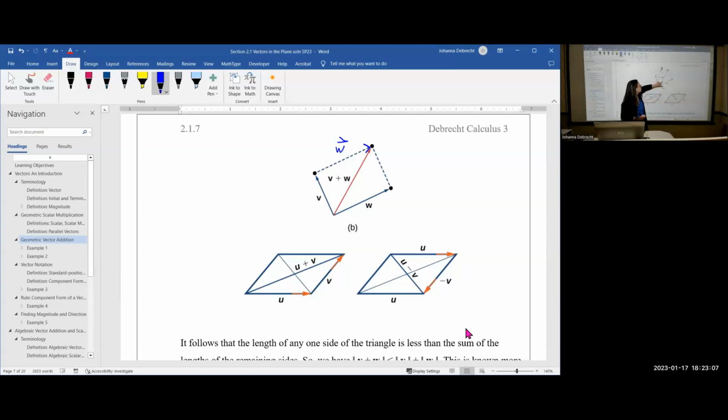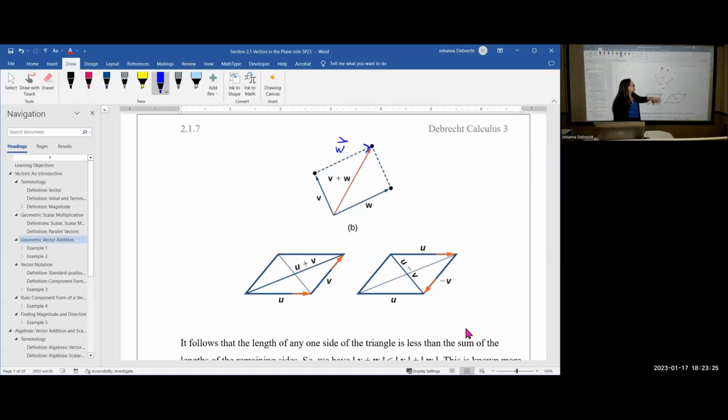And then we know the triangle method would connect the two points right here, starting at the initial point of V and going to the terminal point of W, and that's V plus W. And again, it has to go in that direction, from the initial point of V to the terminal point of W.